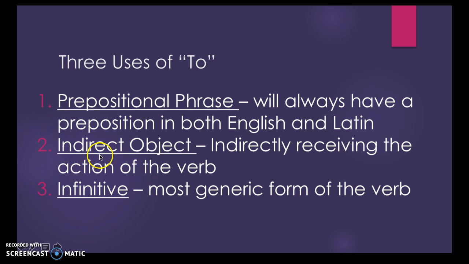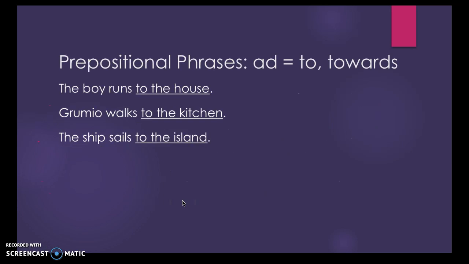The second use we're going to talk about is the indirect object. This is when a word is indirectly receiving the action of the verb. Sometimes this will have the word "to" in front of it in English, sometimes it won't, depending on where it is in the sentence. But in Latin, this will always be indicated by the dative case. And then there's the infinitive, the most generic form of a verb, like to run, to love, to eat, etc.